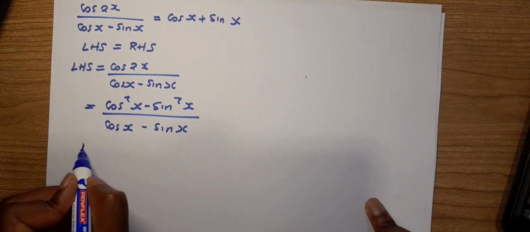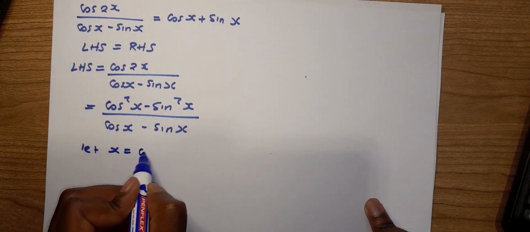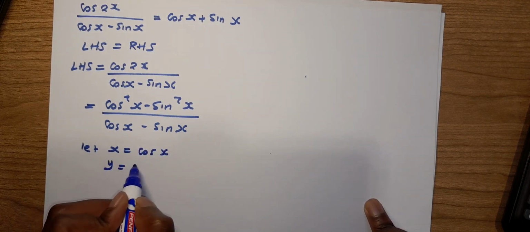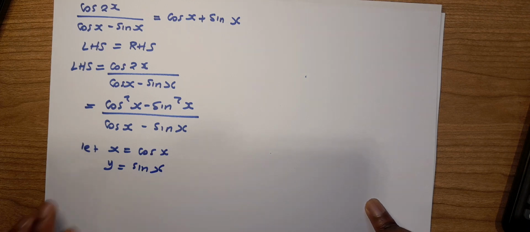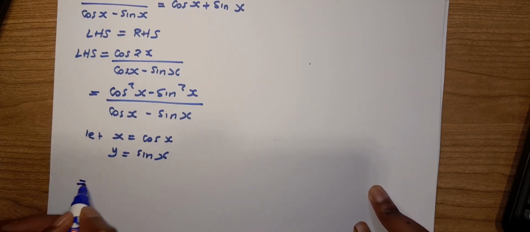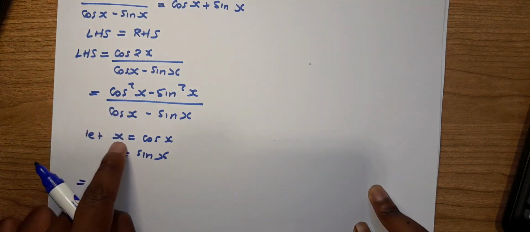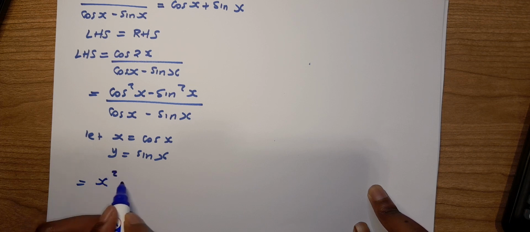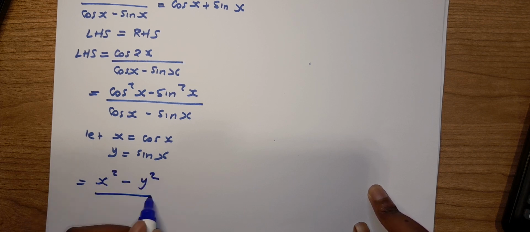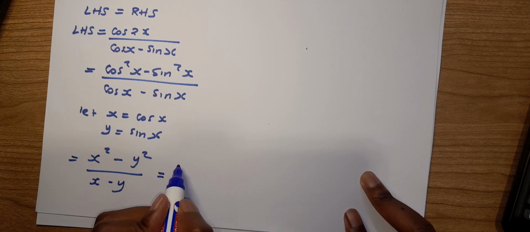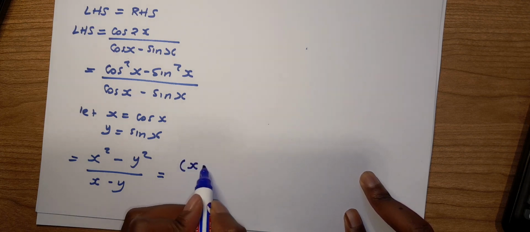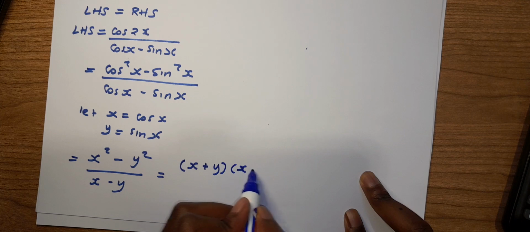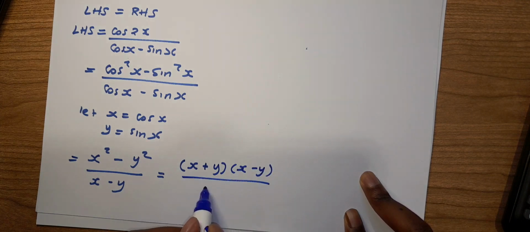So what I do is I say let x equal the cos of x, and let y equal the sine of x. This is completely allowed. So whenever there's cos, you're going to put x. At this point, you have the cos squared of x, which means you're going to have x squared minus y squared divided by x minus y. You can actually prove this yourself. If you factorize this, it has to be x plus y, x minus y, right?